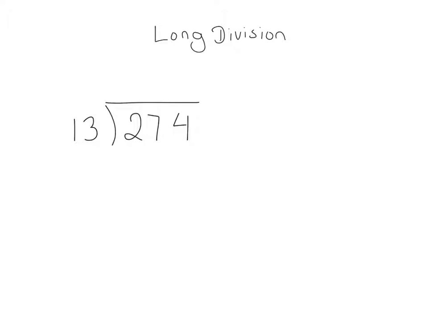Now the way long division works is we first of all take the 13 and see how many 13s go into 2, which we know to be 0. Now the shortest way to do it is just to bring those two numbers together. So how many 13s are in 27? We know that the answer is 2.